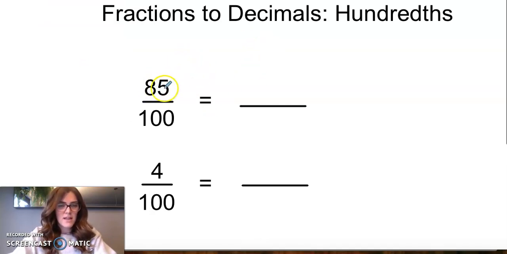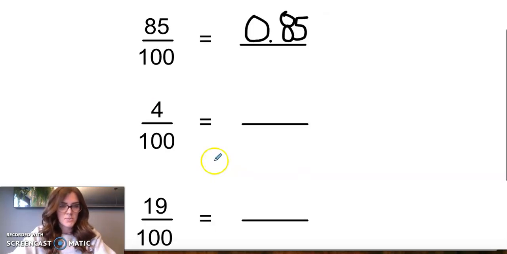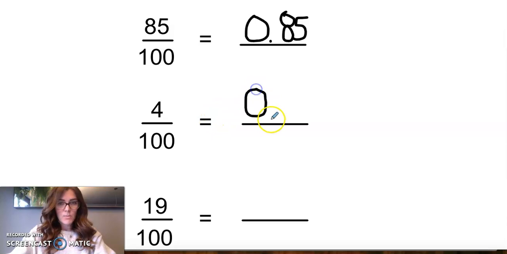This time we have 85 hundredths. We're going to write a 0 because we don't have any whole numbers. Then we're going to put our decimal point, and then we're going to write 85. So we have 0 and 85 hundredths, which is equal to 85 hundredths. Let's go to our next example here. We have 4 hundredths. We don't have any whole numbers, so we can write a 0. And we have 4 hundredths.